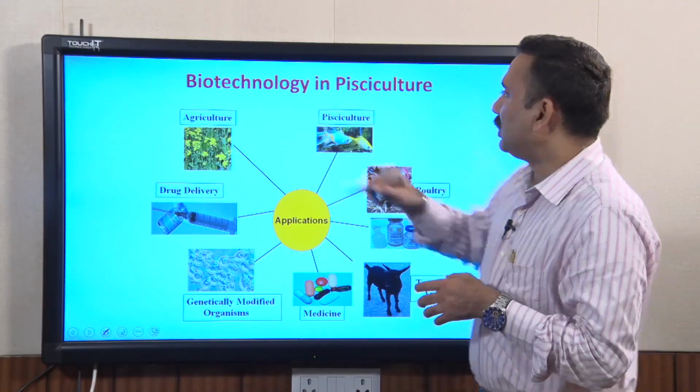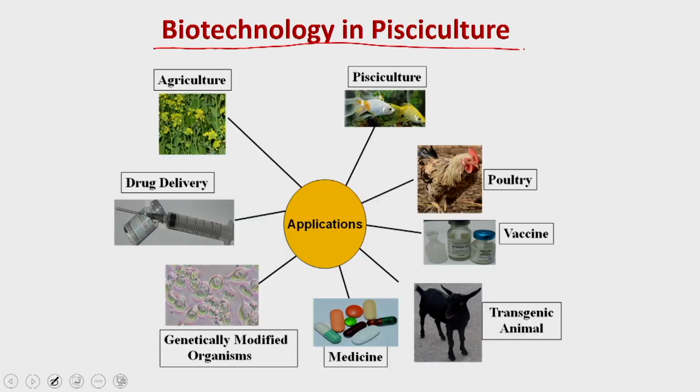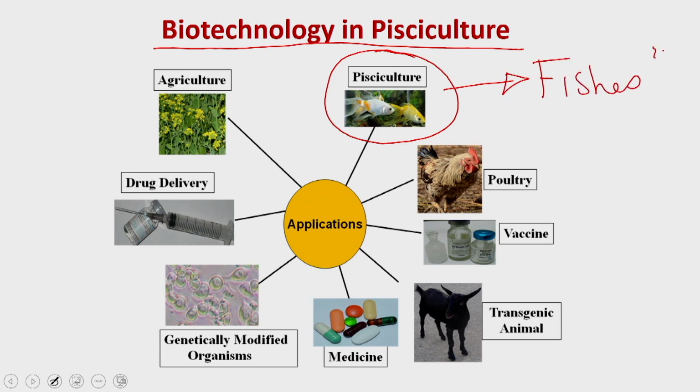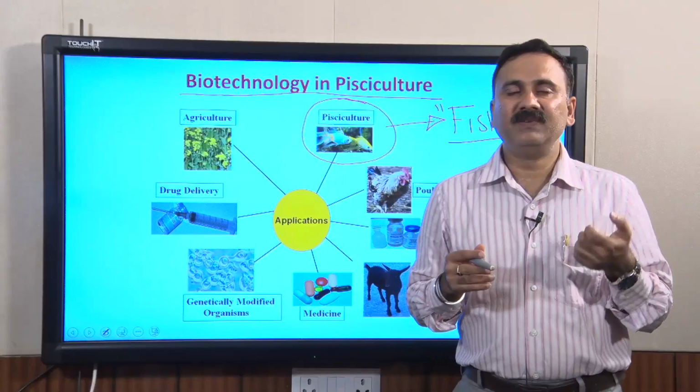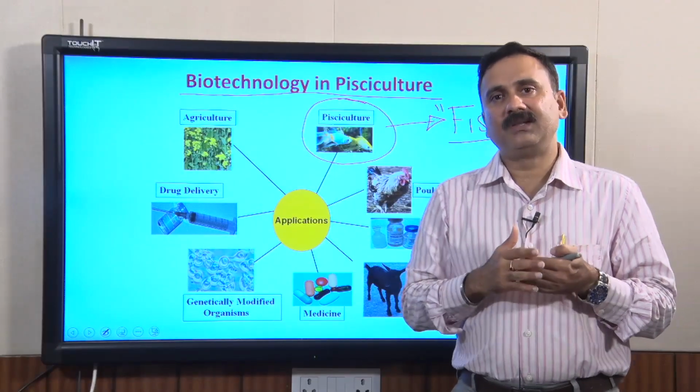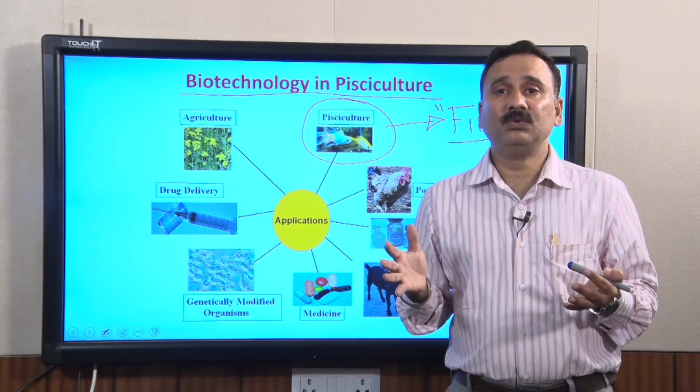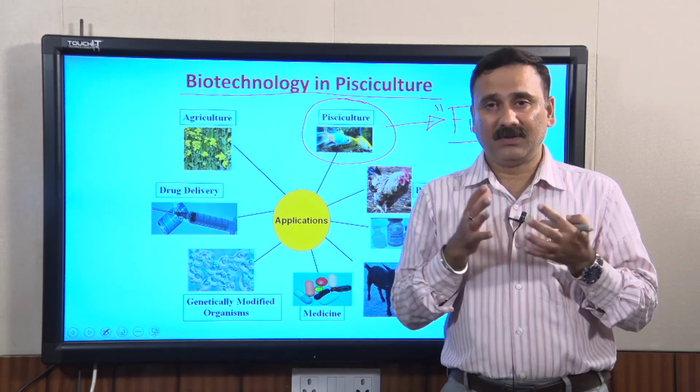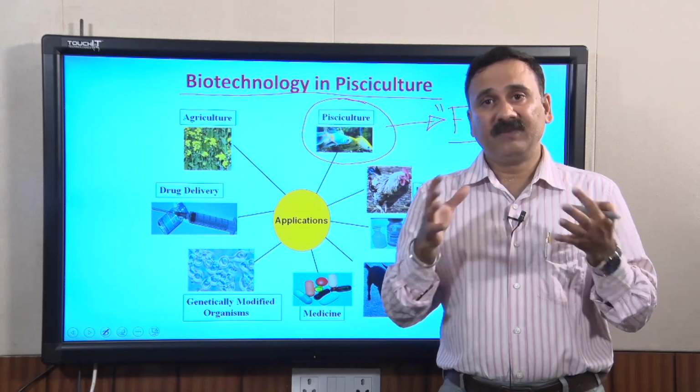So, biotechnology has a lot of applications. One of the classical applications is that biotechnology can be used for pisciculture. Pisciculture means the production of fishes, and with the help of genetic engineering as well as advances in the technology to know the requirements of the fishes, biotechnology has significantly contributed to pisciculture, or fish culture.